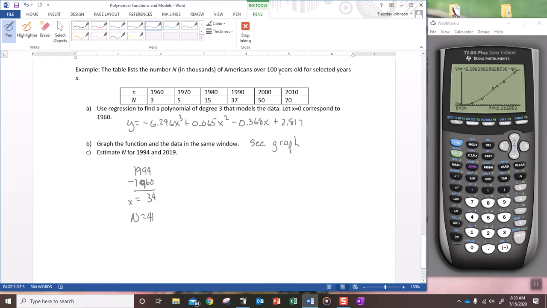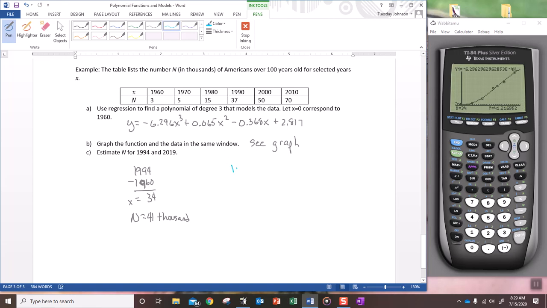N equals 41,000 Americans over 100 years old. Be sure to include the units, thousands. It's not just 41 people over 100 years of age. It's 41,000. That's good news for those of you that want to lead a long life.